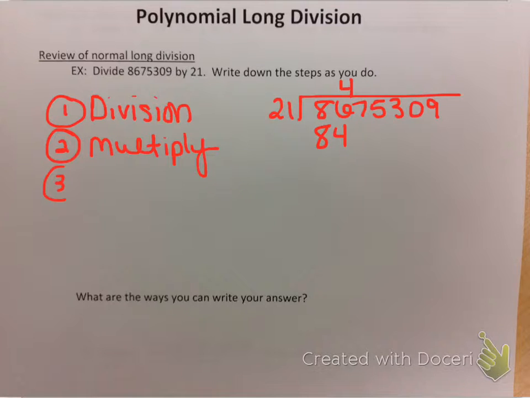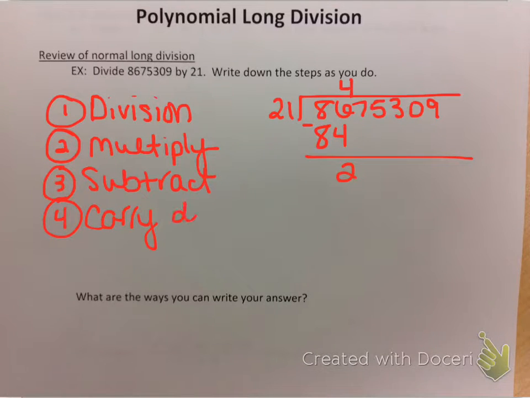And then the third step is to subtract. And we get 2. And then the fourth step is to carry down. Some teachers teach it to where you only carry down just the next digit, that's 7. But you can always carry down all of the digits. You're going to ignore most of them anyway.